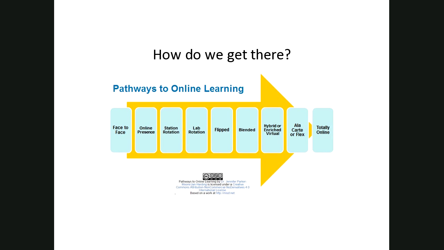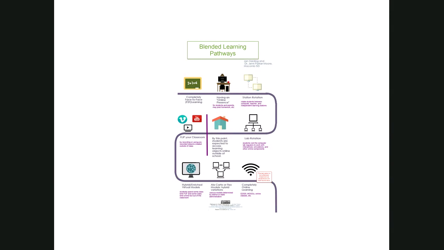Well, right now I'm face-to-face and I have an online presence, but gee, I could be doing some station rotation or lab rotation, or maybe I'd like to try flipped classes, or maybe I'm actually a teacher that's going to be doing virtual or hybrid classes. And I realize that the text on this slide is probably pretty small, but it also illustrates some of the same concepts with the idea that teachers can be combining elements from some of the different types of models of blending.